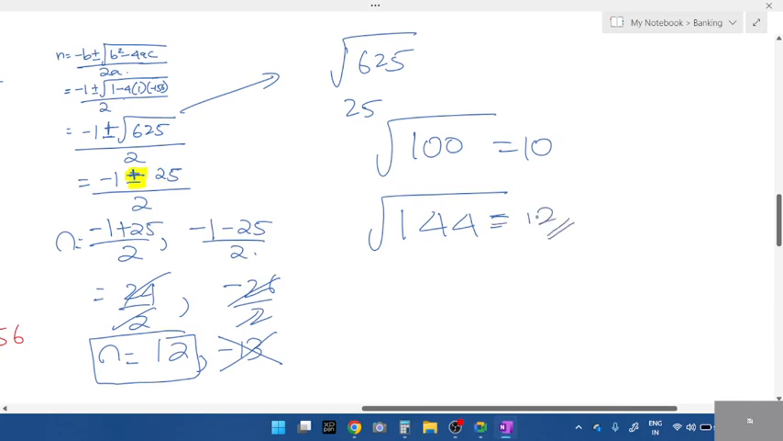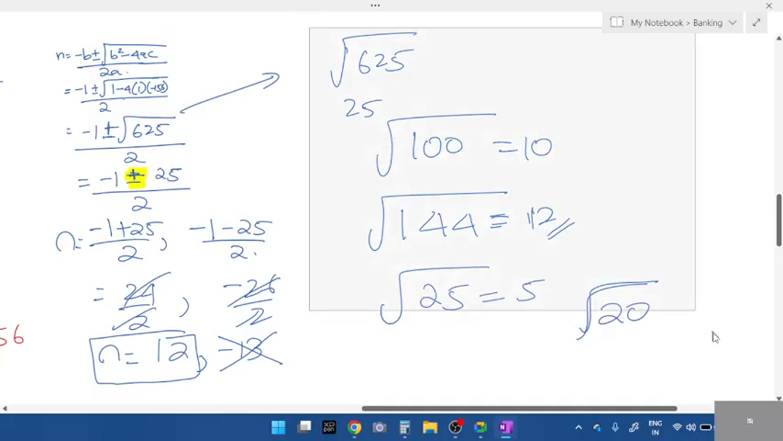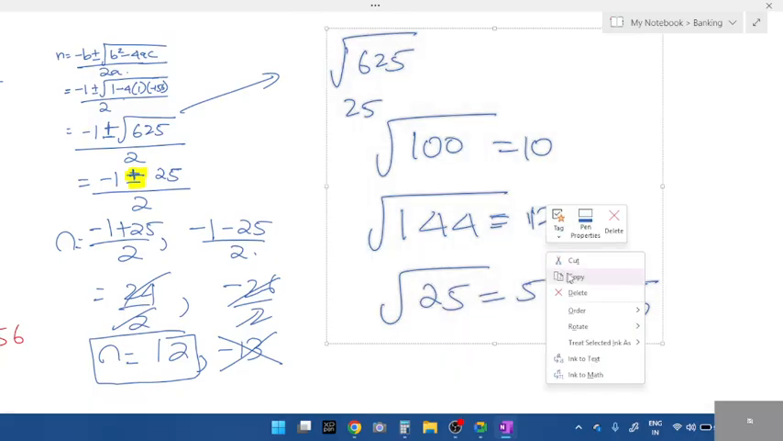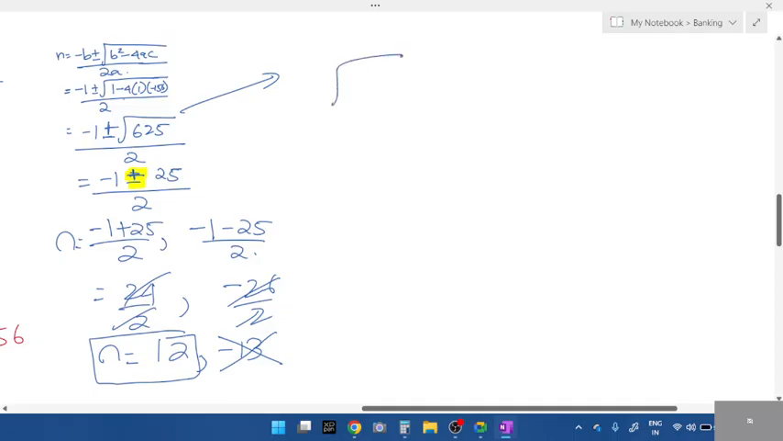12. But what if the square root is not a perfect one? For example, the square root of 25, we'll take it as 5, students. What if it is the square root of 20? You know how to solve the square root of 20? You know the long division method? No, no, the square root of 20. I need you all to find the square root of 20.